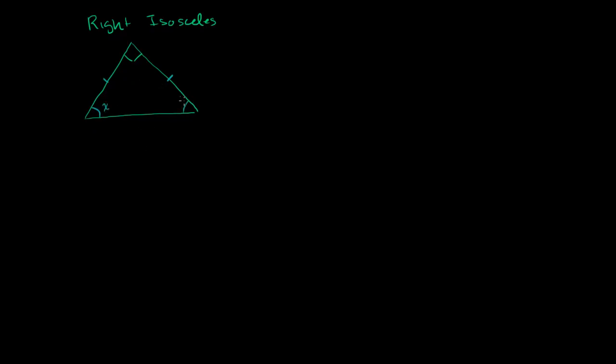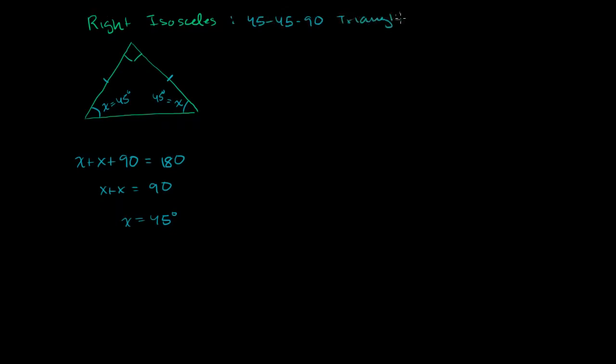And if we call the measure of these base angles x, then we know that x plus 90 has to be equal to 180. Or if we subtract 90 from both sides, you get x plus x is equal to 90, or 2x is equal to 90. If you divide both sides by 2, you get x is equal to 45 degrees. So a right isosceles triangle can also be called, and this is the more typical name for it, a 45, 45, 90 triangle.